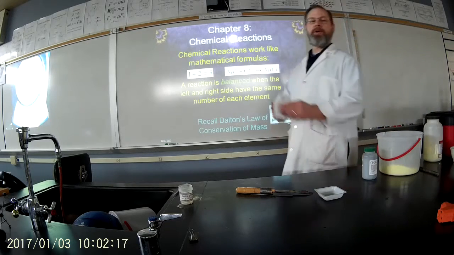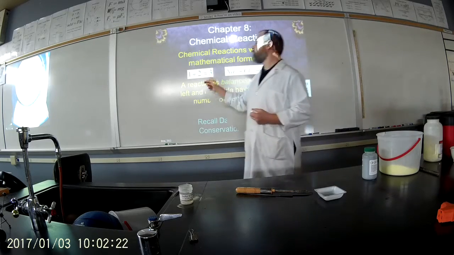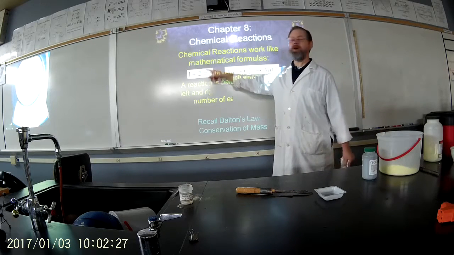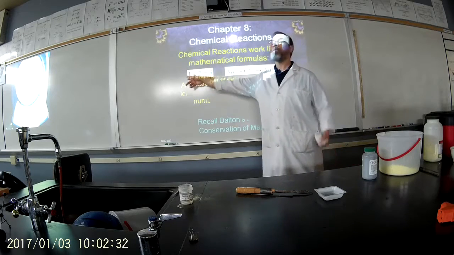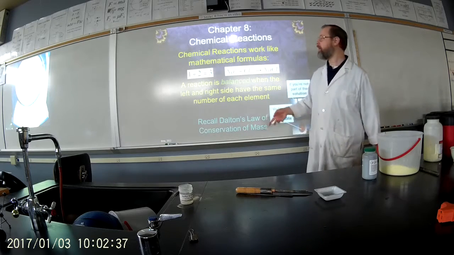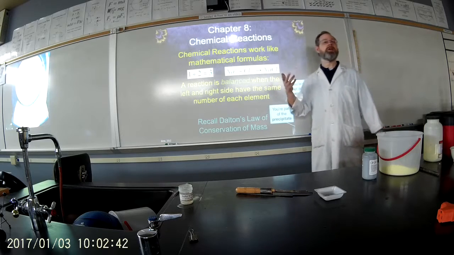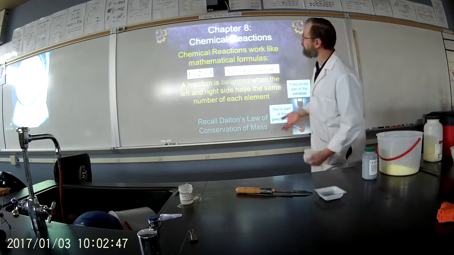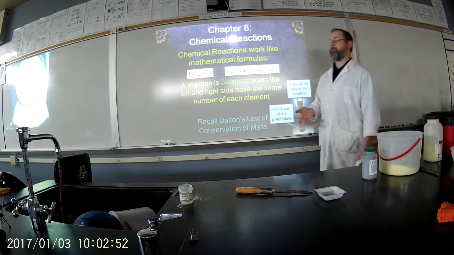If you remember your basic arithmetic from first grade, 1 plus 2 equals 3. In chemistry, we have an equal sign, but we don't call it equals, we call it yields. In math, whatever's on the left side of the equal sign equals whatever's on the right side. In chemistry, whatever's on the left side of the yields arrow equals the right side of the yields arrow. So we basically say a reaction is balanced when there's the same amount of stuff on the left as there is on the right.